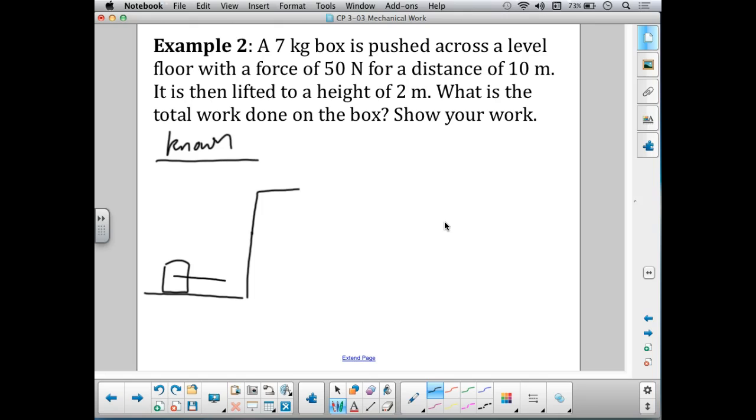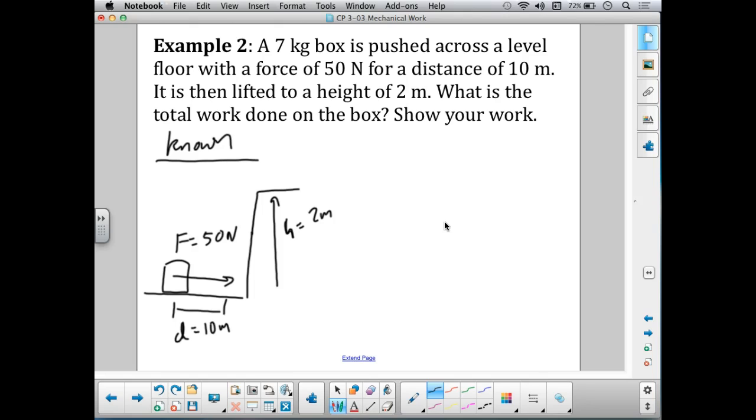It is pushed across this floor with a force of 50 newtons. And this distance right here is 10 meters, so I'm going to put a D equals 10 meters. And then it's lifted to a height of 2 meters. Clearly I haven't drawn that to scale, but at least it shows me where my different variables are.